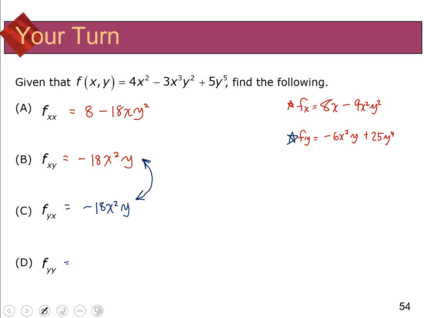As far as f sub y goes, I do the derivative with respect to y for that. I'm going to end up with negative 6x cubed plus 100y cubed. And those are the partial derivatives.